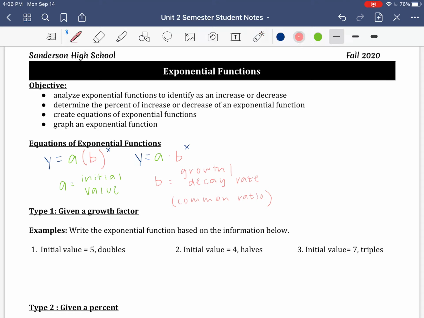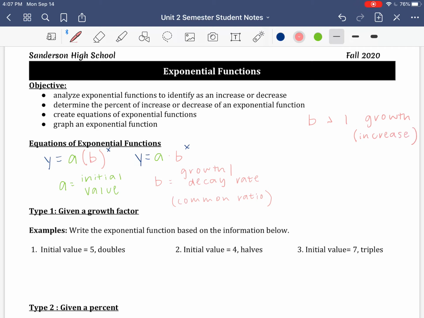Couple things to note with your b value. If your b value, or common ratio, is greater than 1, you're going to have something that we call growth. So think about it. If you're multiplying by 2 or by 3 or by 1.5, your numbers will be growing or increasing. You'll see an increase in your numbers.